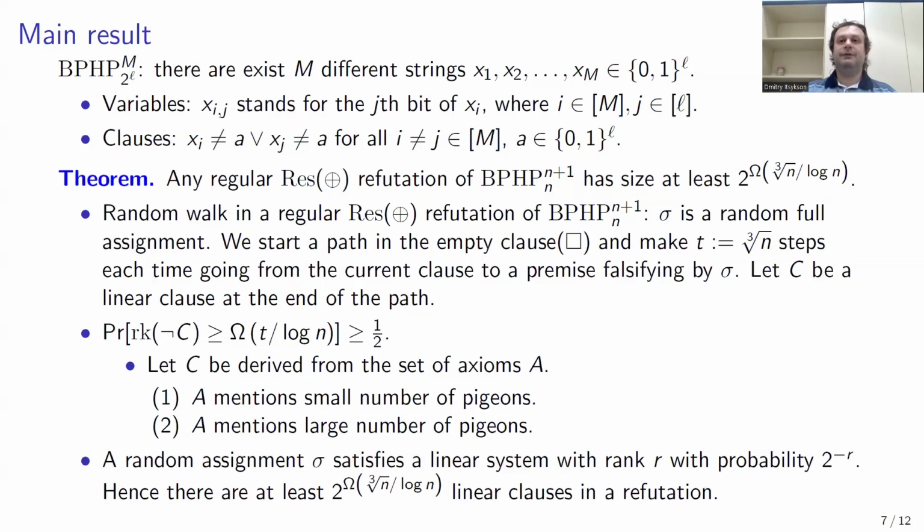Clauses of the binary pigeonhole principle that are used to derive the linear clause C. And we separately prove a rank lower bound in two different cases. In the first case, the set of axioms A mentions a small number of pigeons. And in the second case, A mentions a large number of pigeons. We start from the first case, where the set of axioms mentions a small number of pigeons.